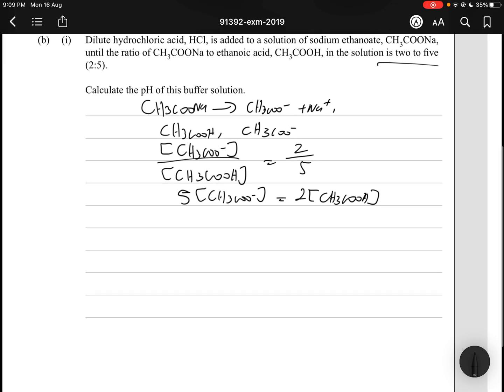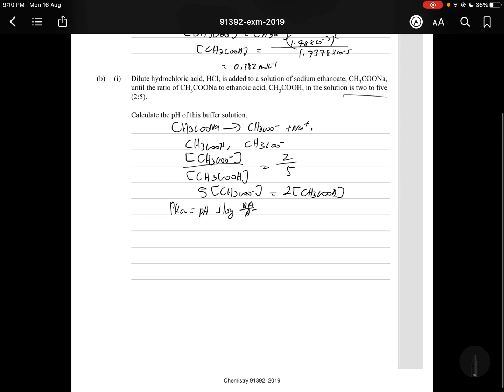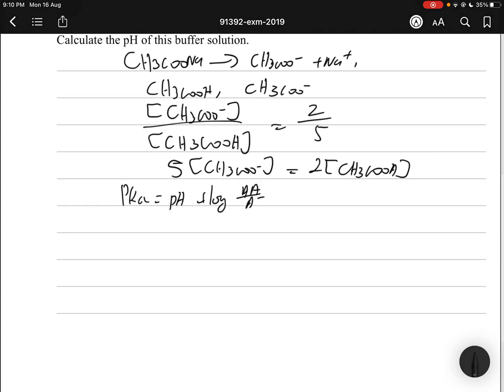And we're going to come back to the Henderson-Hasselbalch equation, so that's pKa equals pH plus log of the acid over the base, concentrations of course. And this is the equation for a buffer solution, so we have both the conjugate acid and the base. Therefore, we're going to be able to find the pH because we know that the pKa of the acid we were given was 4.76, if I'm not mistaken. Yes, 4.76.